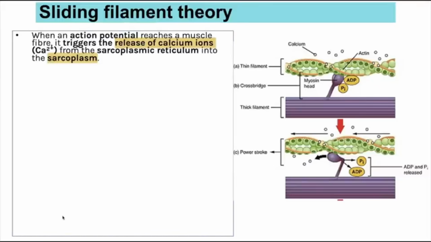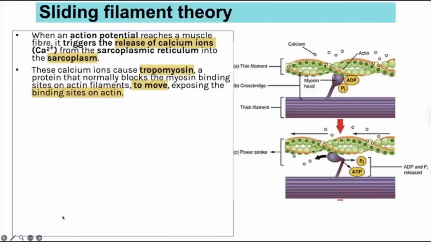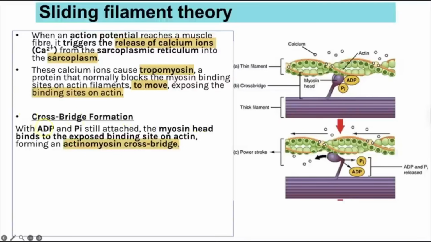So when that action potential reaches a muscle fibre, like we saw in the neuromuscular junction, it triggers the release of calcium ions from the sarcoplasmic reticulum into the sarcoplasm. And those calcium ions cause tropomyosin, which is a protein that is normally blocking the binding sites on actin, to move, and it exposes the binding sites for myosin on actin. Now, because of that, we get this cross bridge formation. So with ADP and Pi still attached to our myosin head, which is a structure branching off myosin, that can now bind to the myosin binding sites on actin.